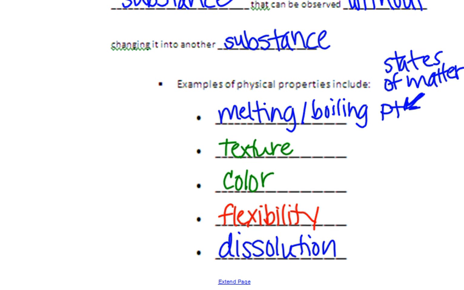Okay, so you can take a look at figure 2 in your book. You might see like a hungry chameleon on that figure. It has a certain type of texture or a certain color depending on what it's on even. Okay, that's its physical property.